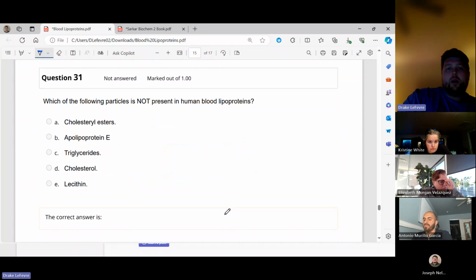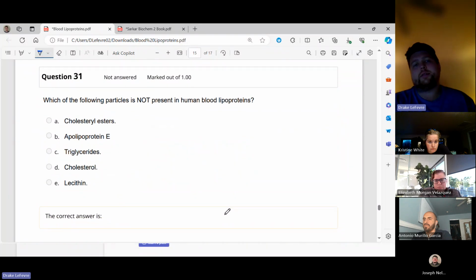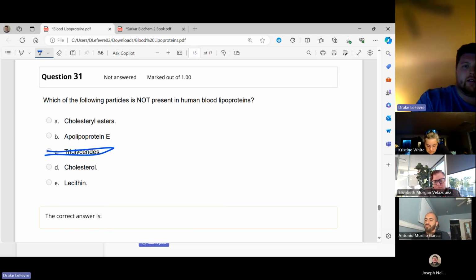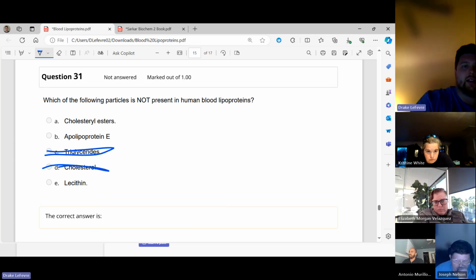Which of the following particles is not present in human blood lipoproteins? So immediately off the bat, we look at this. Triglycerides, 100% are in there. Cholesterol, 100%. Apolipoprotein E, we just had like 20 questions specifically telling us that that's in a bunch of stuff.